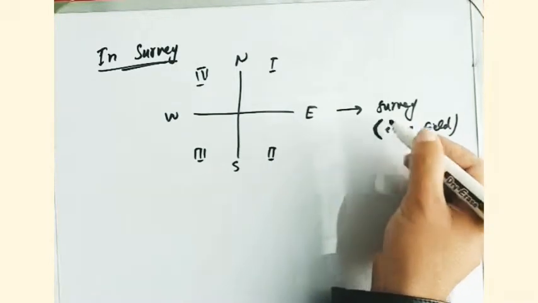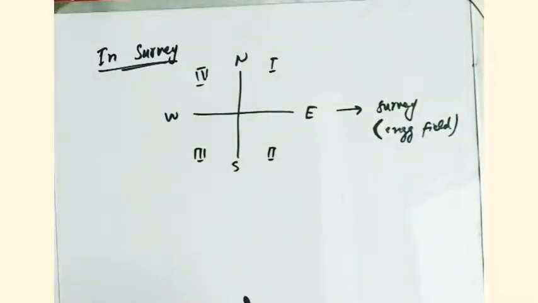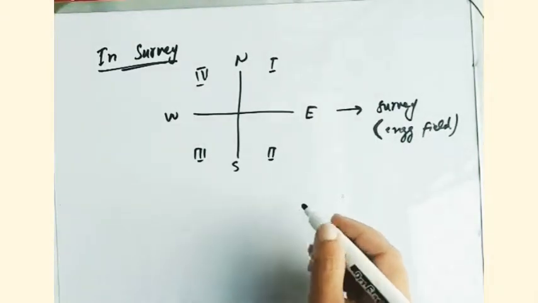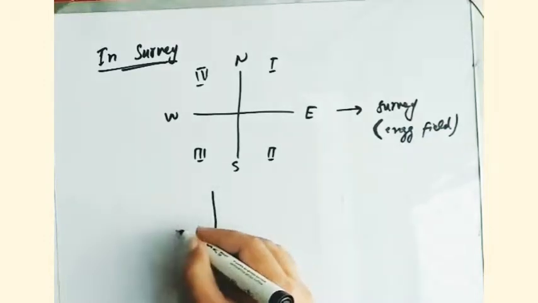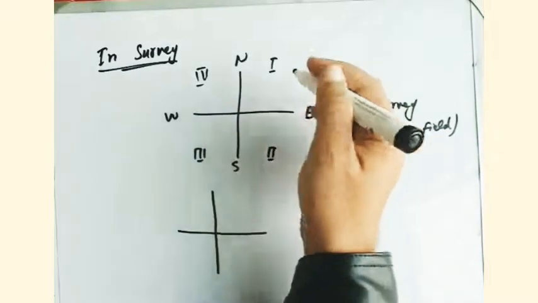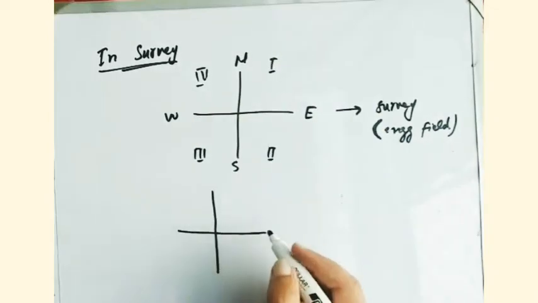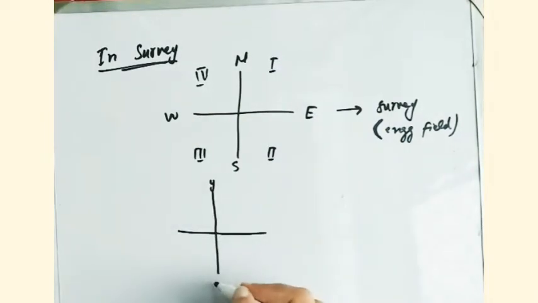While in physical sciences, which include physics, chemistry, mathematics, and all the basic sciences, and especially in physics, we represent this as: here we write north south, and here they write y y dash.